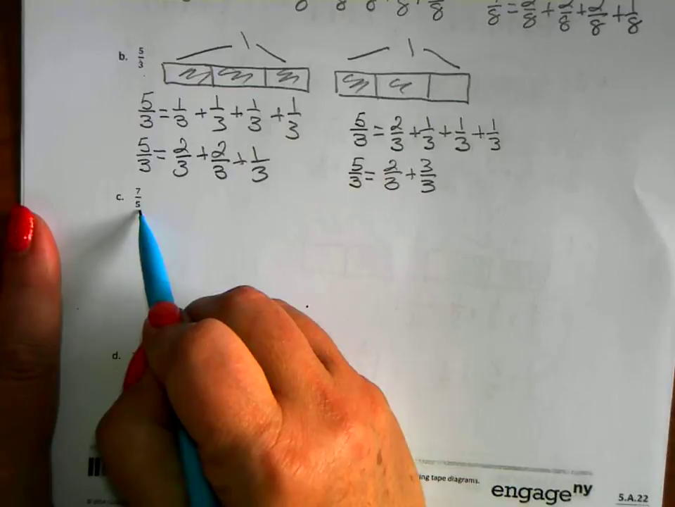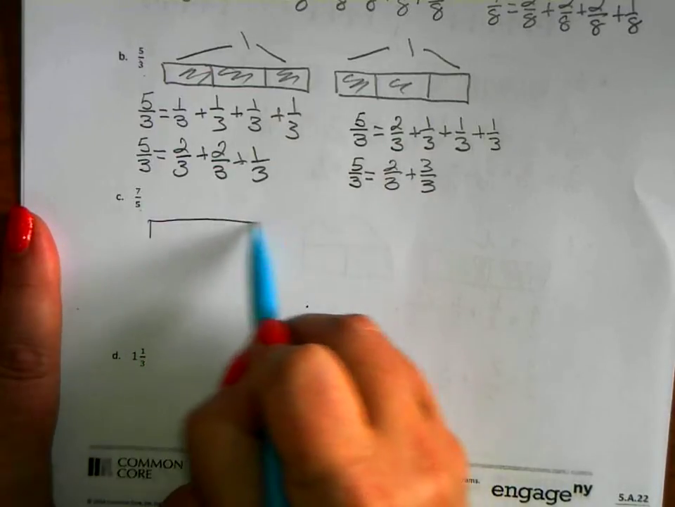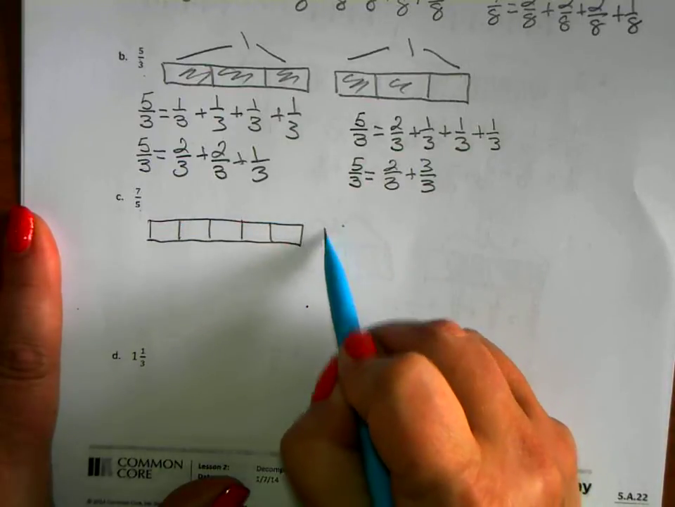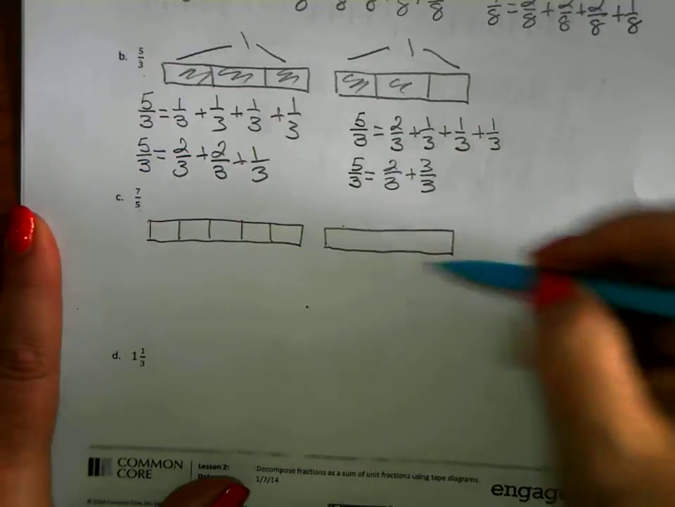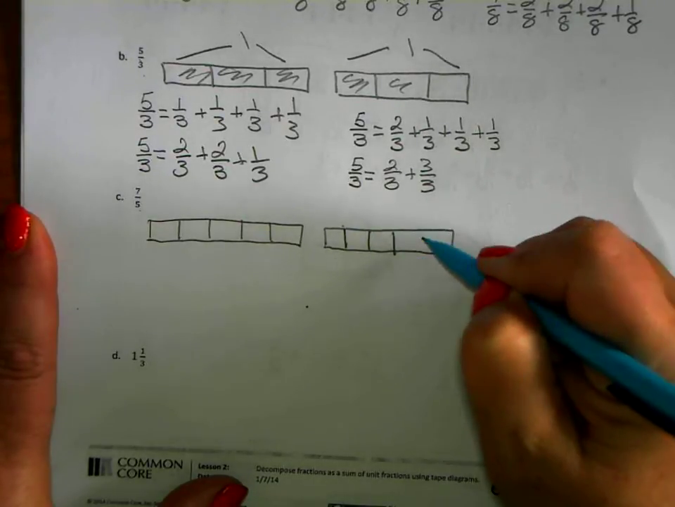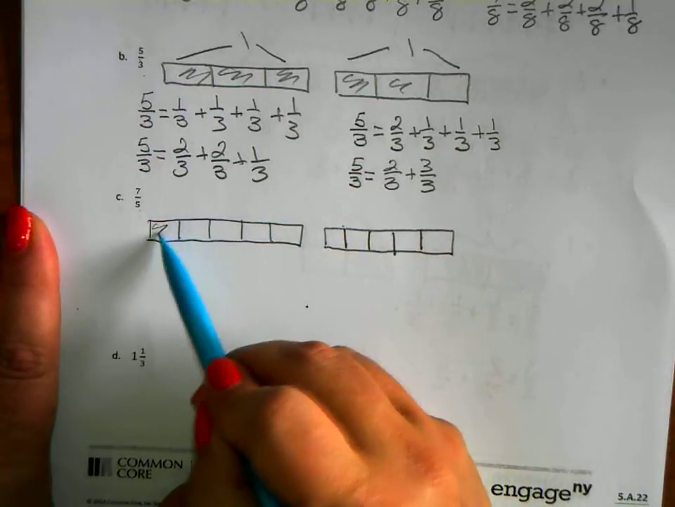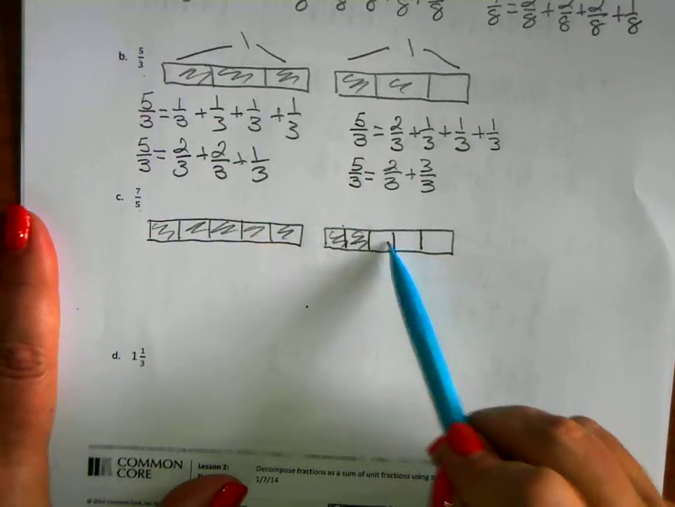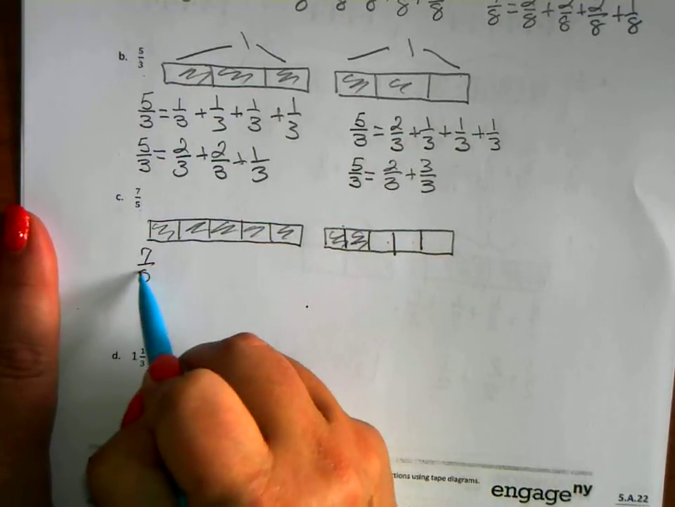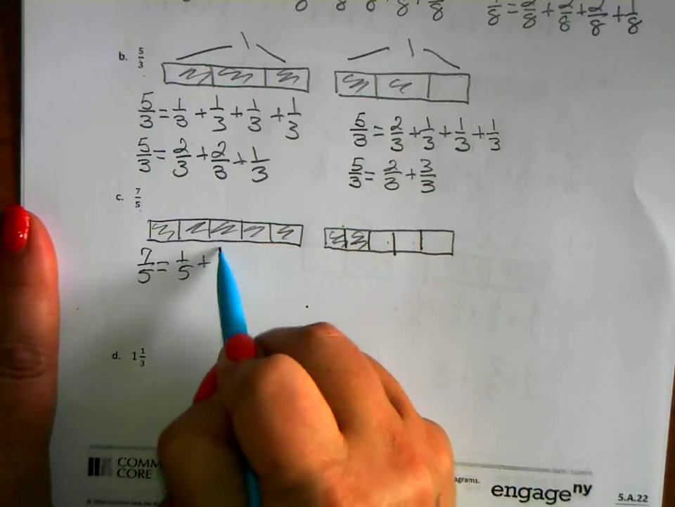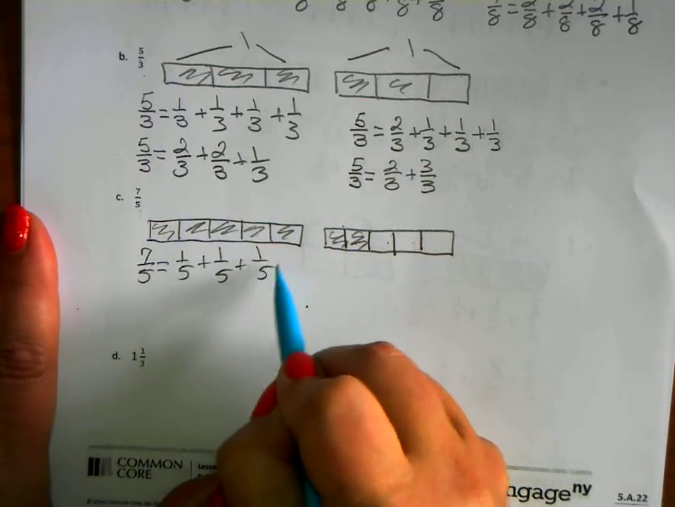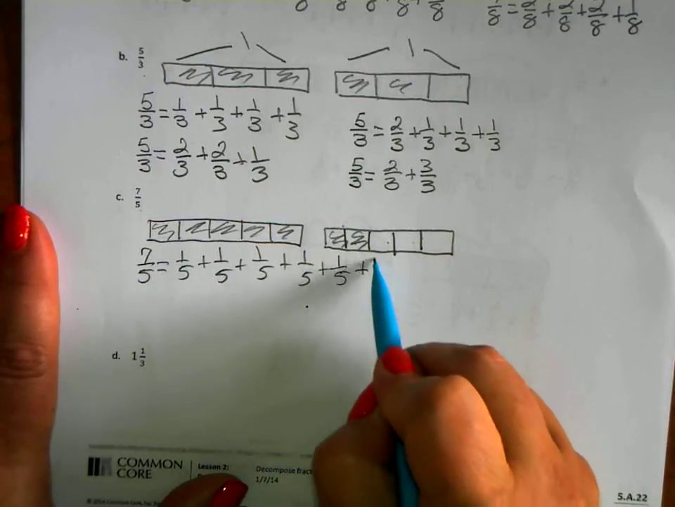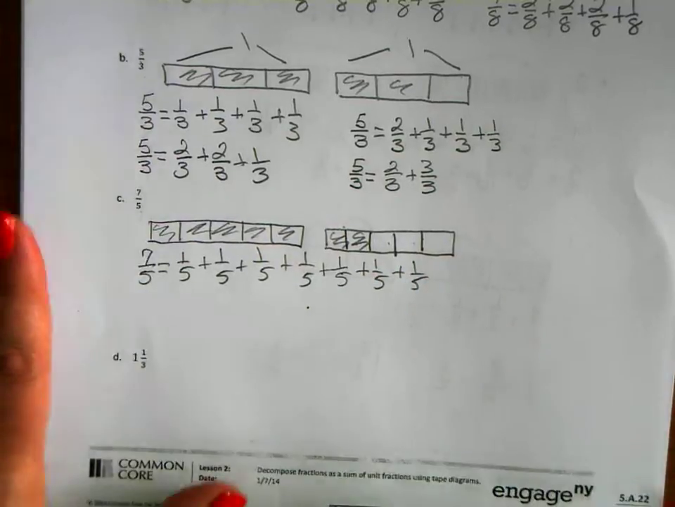7/5, it's the same thing, right? That's more than one whole. So here's one rectangle. 1, 2, 3, 4, 5. Here's the other tape diagram. Whoops, I didn't make it very big. 1, 2, 3, 4, 5. And I need 7 of them. 1, 2, 3, 4, 5, 6, 7. Okay. 7/5 equals 1/5 plus 1/5 plus 1/5 plus 1/5, plus 1/5 plus 1/5 plus 1/5.